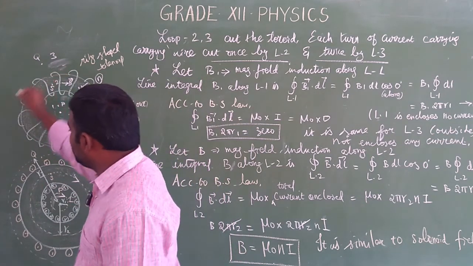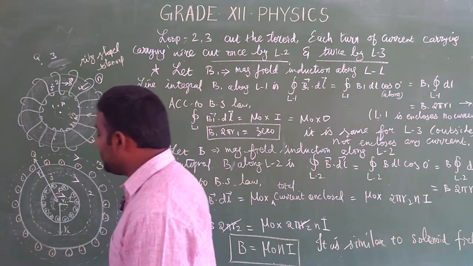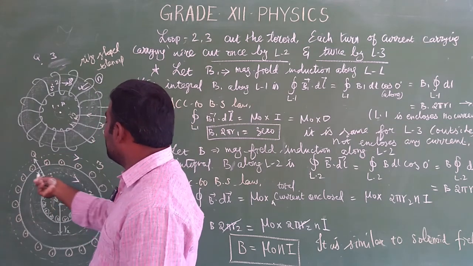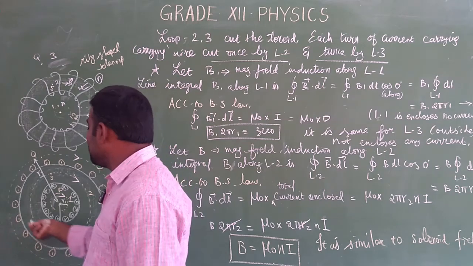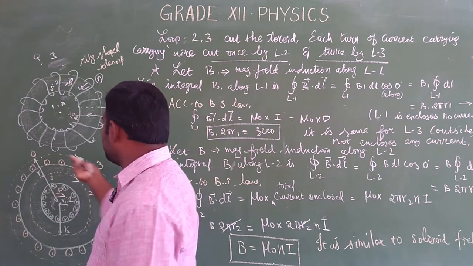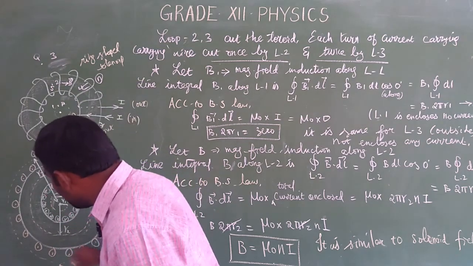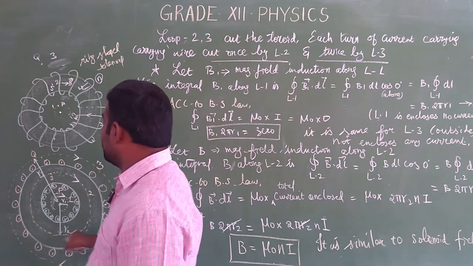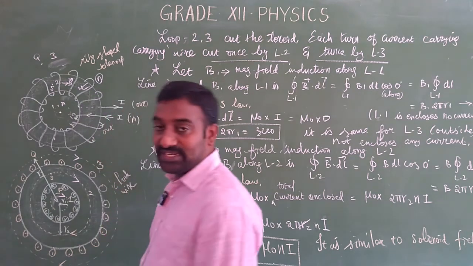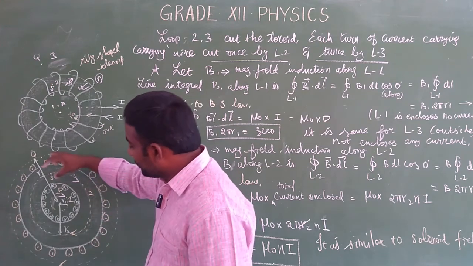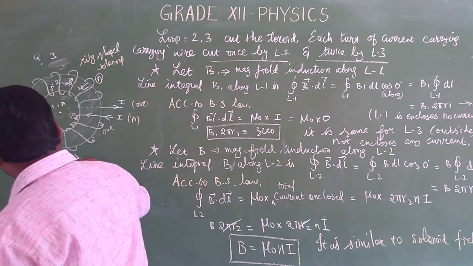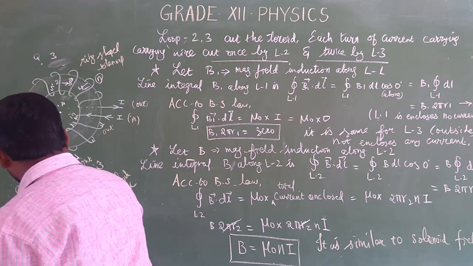So for each point we draw an imaginary line. This is an imaginary Amperian loop. First, at the center, loop 1 at point P has radius R1, loop 2 has radius R2, and loop 3, which is outside, has radius R3. All of these are in the clockwise direction only. So R1, R2, R3 are the radii of loop 1, loop 2 and loop 3. This is out of the plane, this is inside the plane.